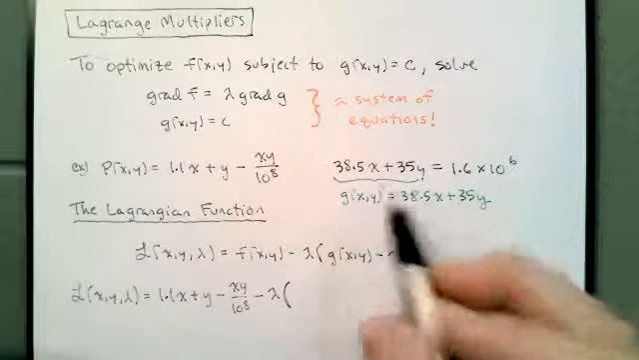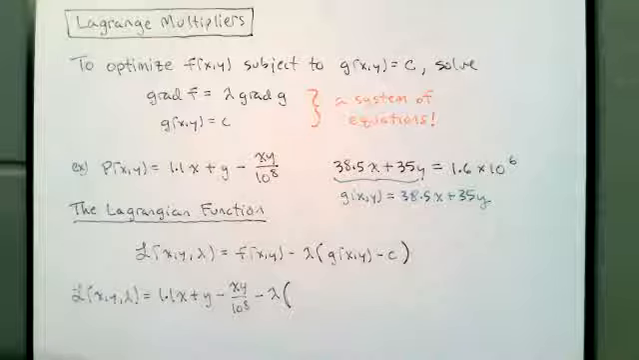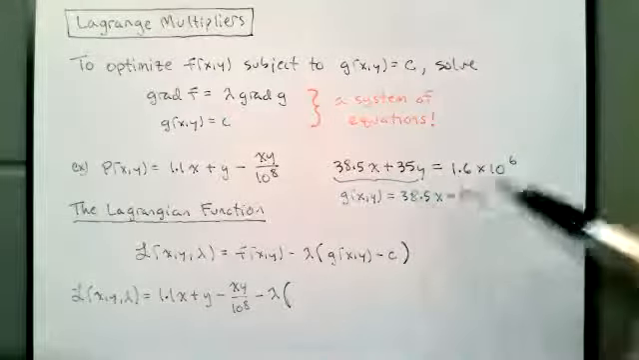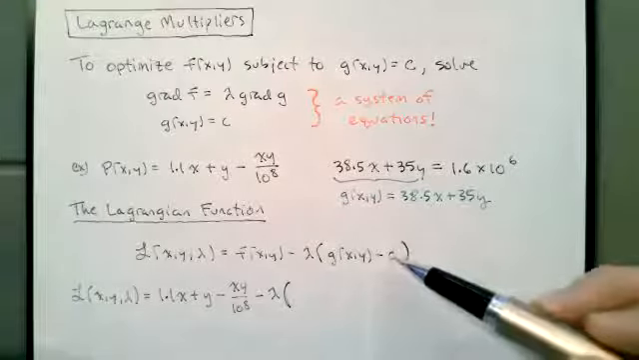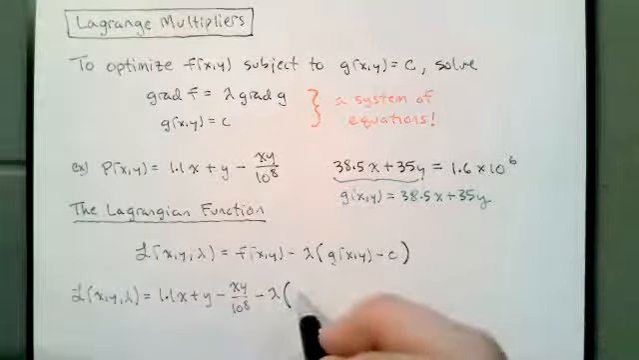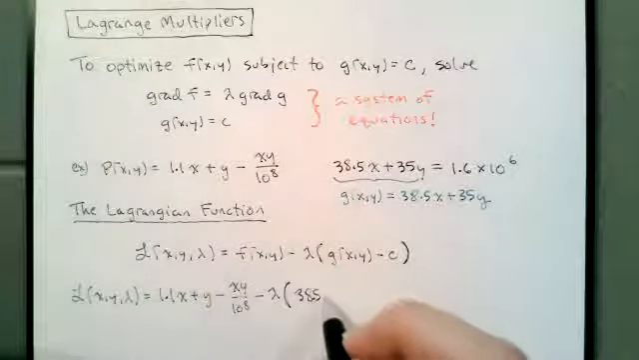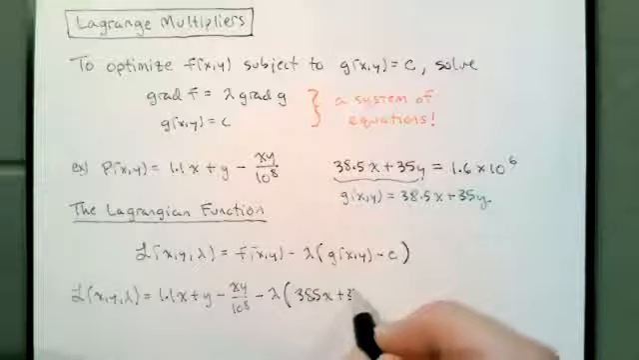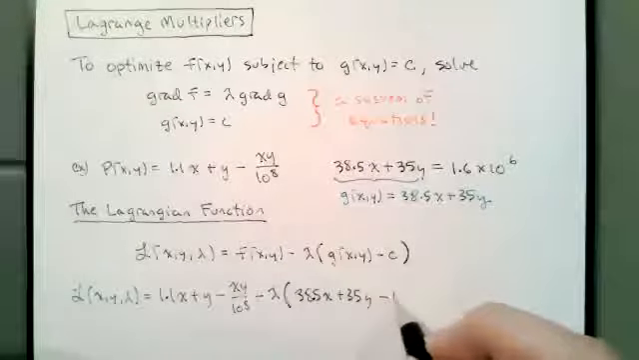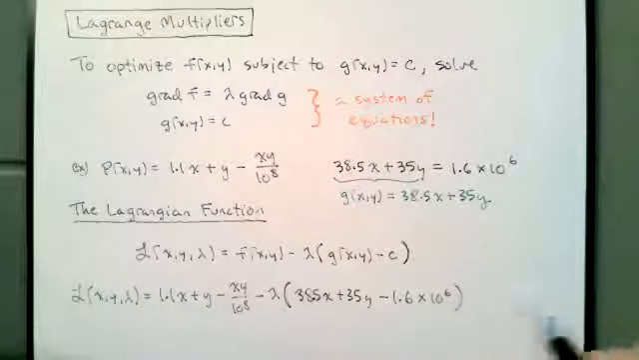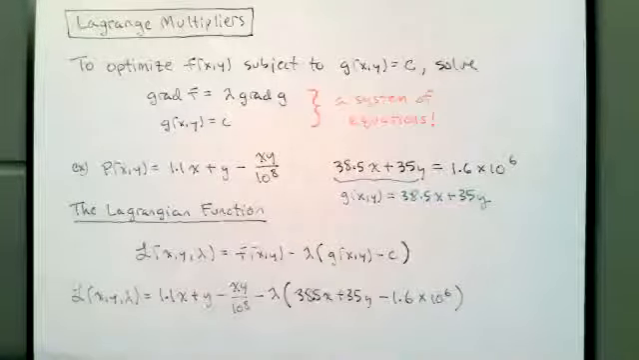So I'm writing this as a function and just putting the 1.6 million on the other side, subtracting it from both sides. So it's going to be the minus c. Minus lambda times 38.5x plus 35y minus 1.6 times 10 to the 6. So here's our Lagrangian function.